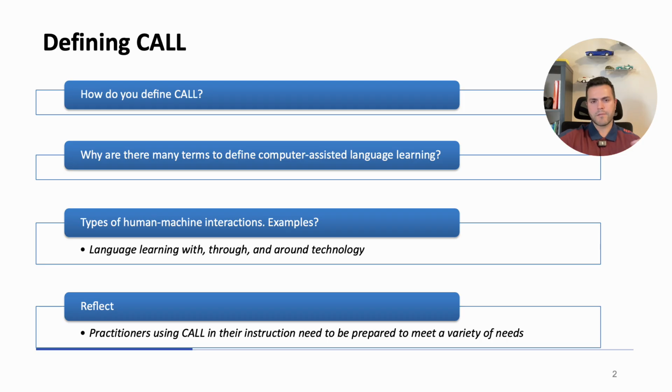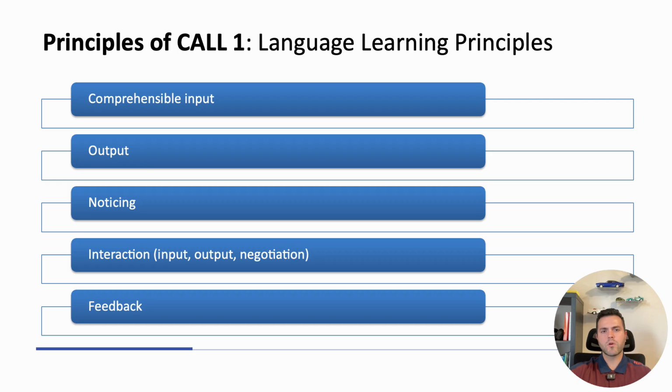Now we've set the stage for what CAL is and what the concept is about. Now let's look at the language learning principles that guide how CAL is designed and utilized. There are 5 core principles coming from second language acquisition research which guide effective CAL design. First, we have comprehensible input. According to comprehensible input, learners need language that's just beyond their current level of proficiency, but still understandable, often with some support like visual aids or simplified text.